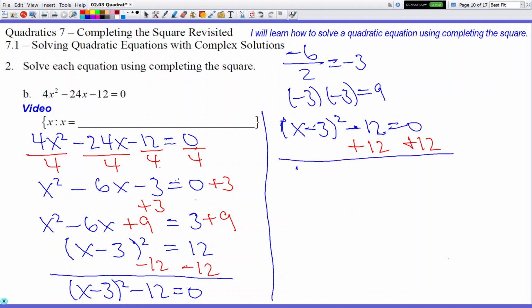Okay, so we got x minus 3 squared equals 12. Whoa, okay, it added an extra line to my equal sign. That's not good. I gotta erase that. Okay, then I'm gonna get rid of the square. So I'm gonna square root both sides. And don't forget the plus minus when I do that.